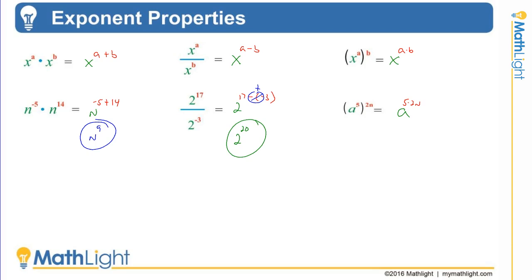All right, so a to the 5 times 2n, and we end up with a to the 10n, right? 5 times 2n, 10n, and there we go. All right, so multiplying like bases, dividing like bases, and a base and its exponent to another exponent.